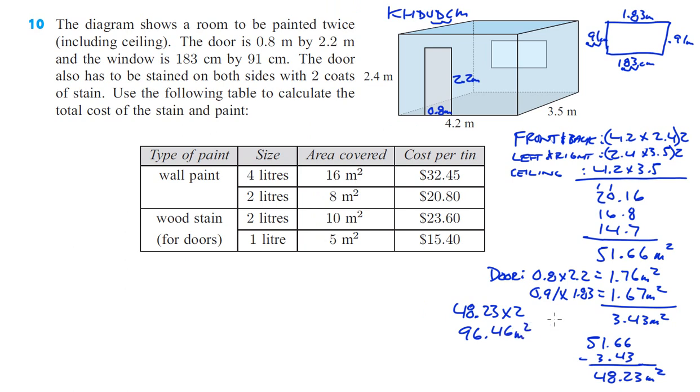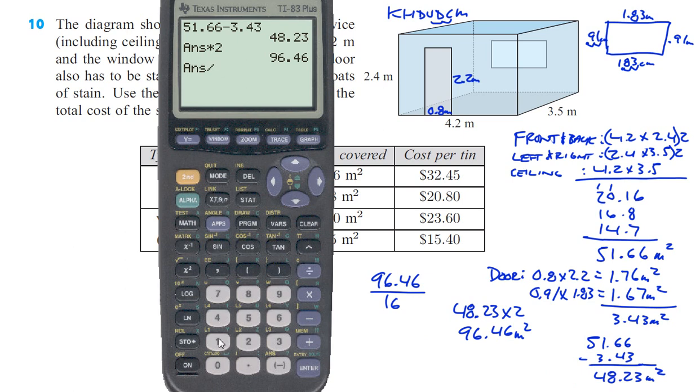We need enough paint to cover 96.46 square meters. Okay? So if you'll look here, we can either get a 4-liter bucket of paint that covers twice as much as the 2-liter, but it doesn't quite cost twice as much. So we want to get as many 4-liter buckets as we can, right? So what we need to do now is take our 96.46 and see how many. It covers 16 square meters, so divide that by 16 and see what we get.